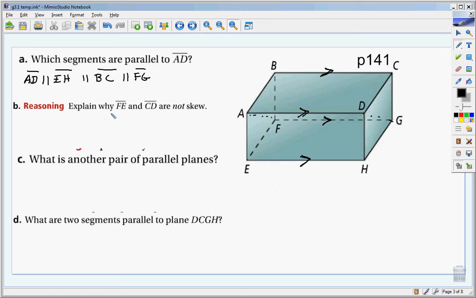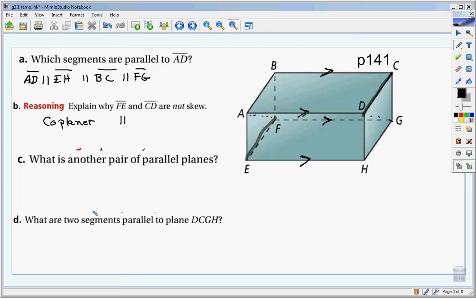Part B, explain why FE and CD are not skew. Here's FE. And here's CD. Why are they not skew? They are coplanar. And not only are they coplanar, they don't intersect, so they're also what? Parallel. They are parallel. Okay.